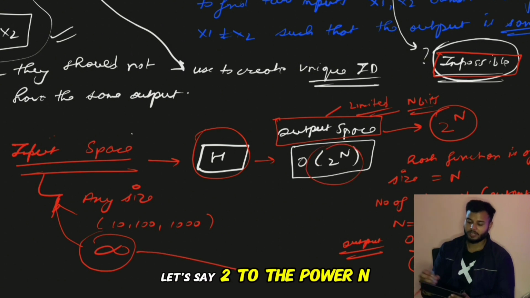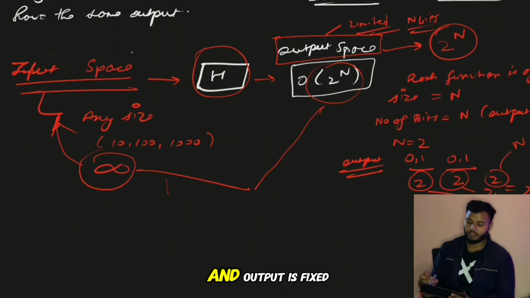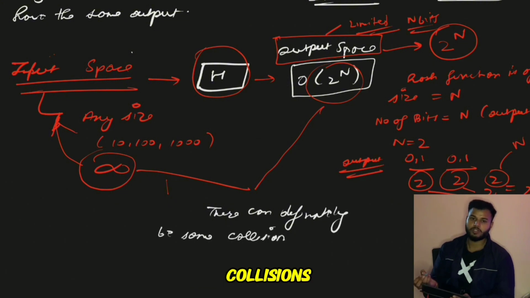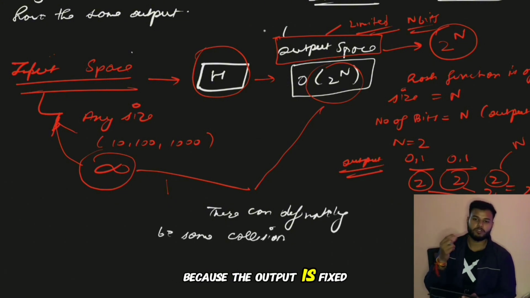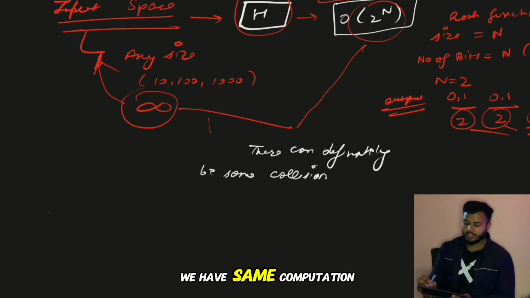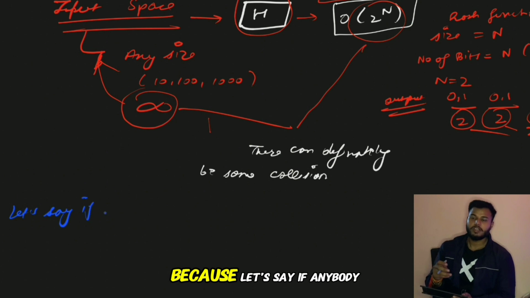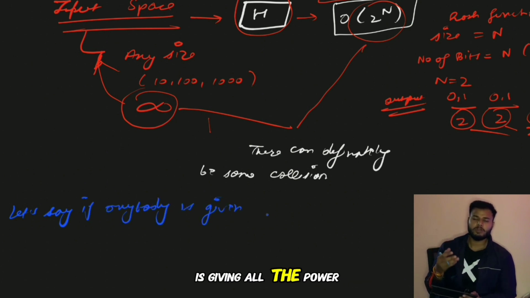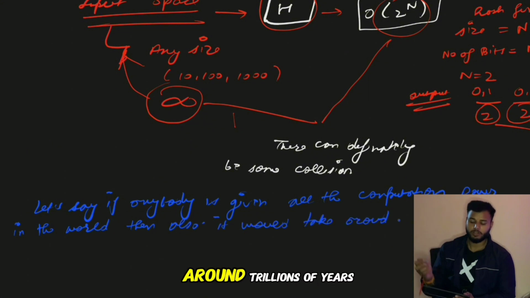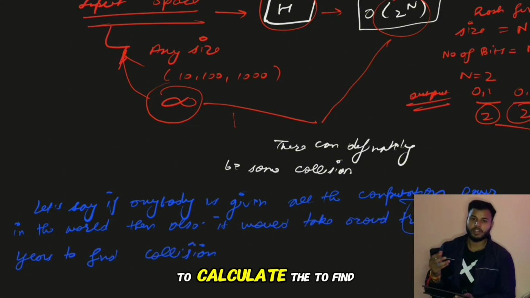Let's say the output space is 2 to the power n. The input is of any size and the output is fixed. This means there can definitely be some collisions, because only 2 to the power n outputs are possible. We say computationally infeasible because even if anybody were given all the computation power in the world, it would still take around trillions of years to find a collision.